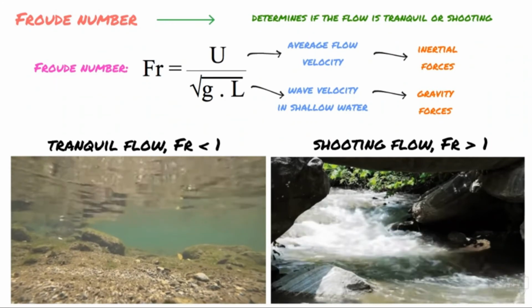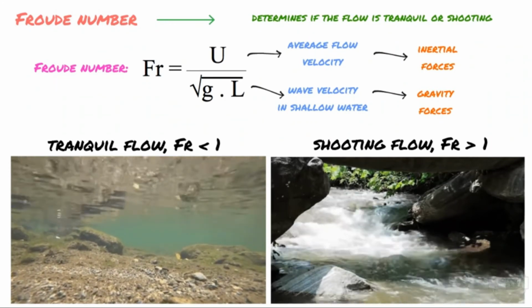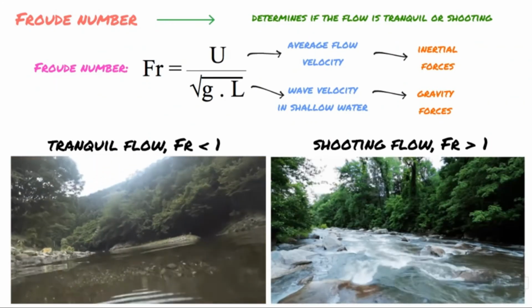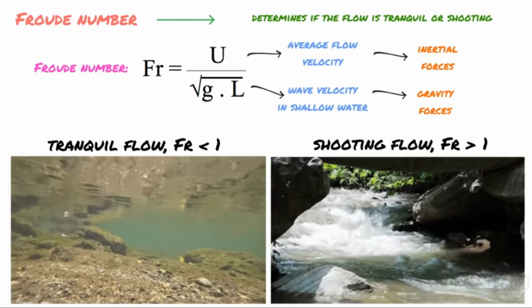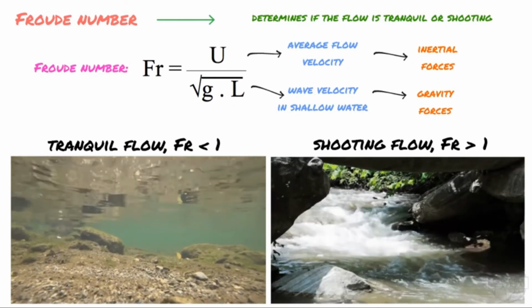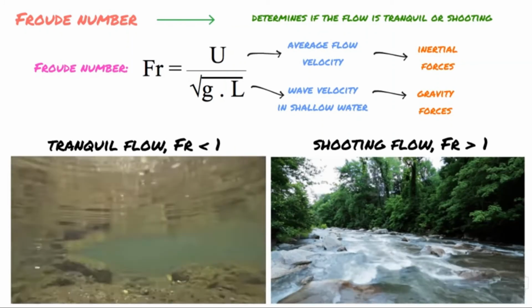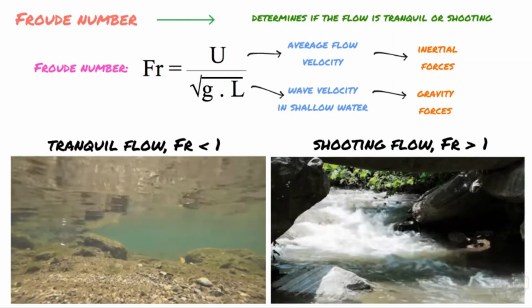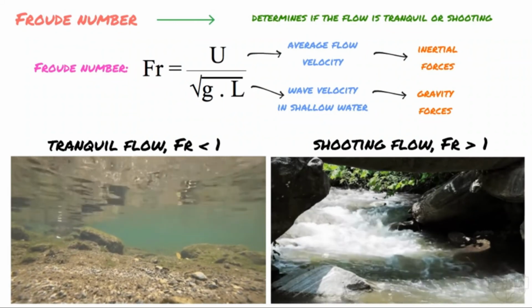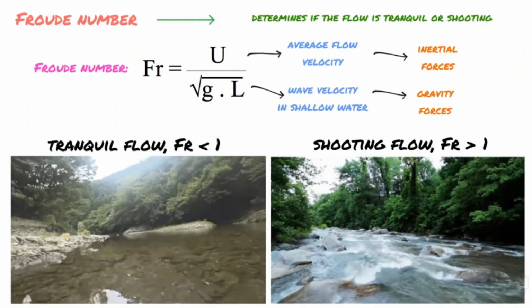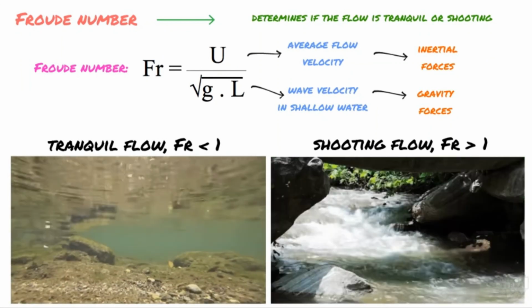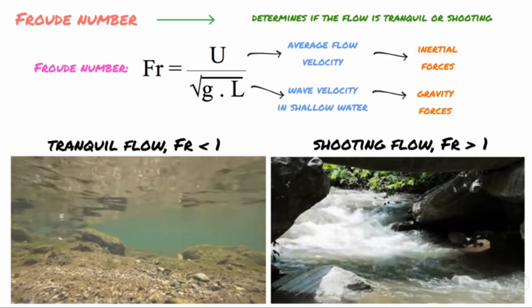Now, if you throw that same pebble into a shooting flow of water, like the one on the right, with a flow number greater than 1, the waves will not be able to travel upstream because the velocity of the stream becomes greater than the speed at which the waves move. For instance, a transition from lower to higher flow numbers may occur when a tranquil flow moving over a relatively flat surface turns into a shooting flow moving over a steep slope.